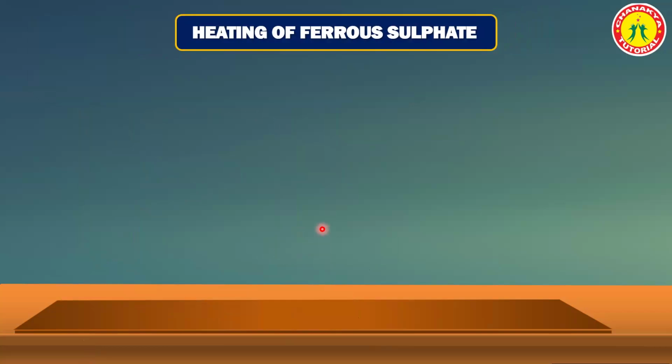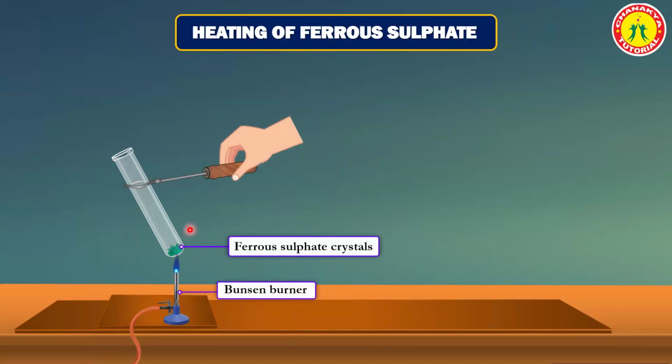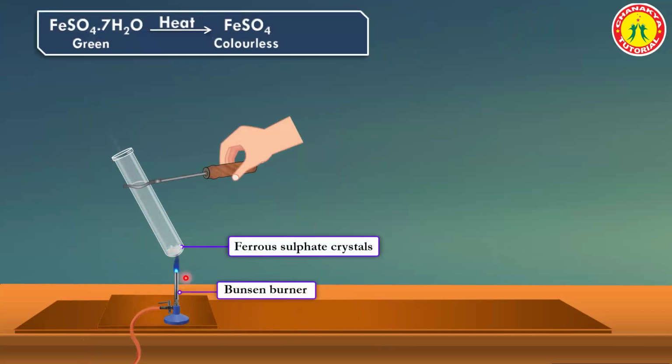Now another example of decomposition reaction is heating of ferrous sulfate. We took ferrous sulfate. This is green color. We heated the ferrous sulfate and we observed that it has turned into colorless FeSO4. So the ferrous sulfate contained FeSO4.7H2O, that is 7 molecules of water along with FeSO4. When it was heated, it decomposed into FeSO4, which was colorless, plus water was released in the form of gas, that is water vapors.